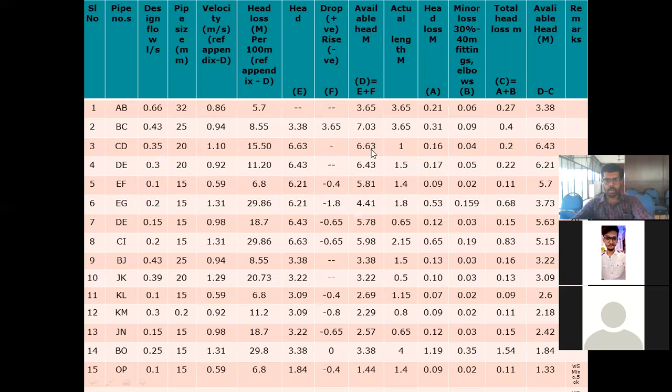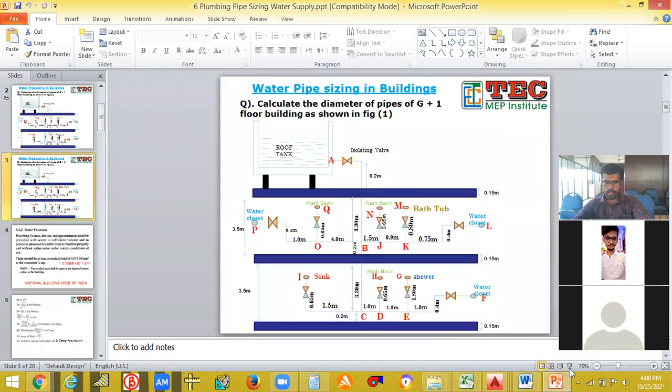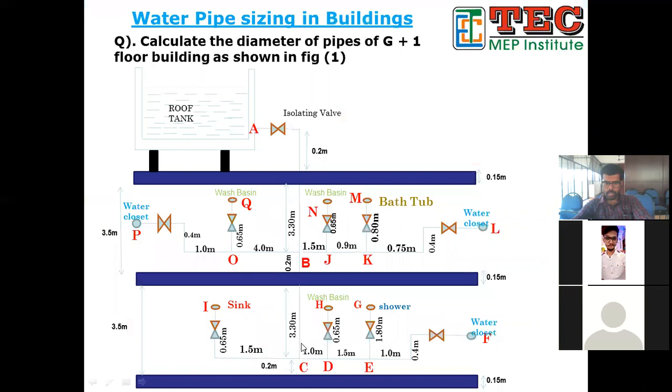Then available head, how much will it be? E plus F, 6.63 plus 0, 6.63. And actual length, how much? It is shown in here, 1. So I think the length is already given there. Let's see. Yes, CD length is 1. You can see here 1 meter. Okay.